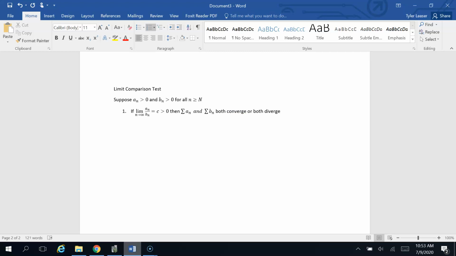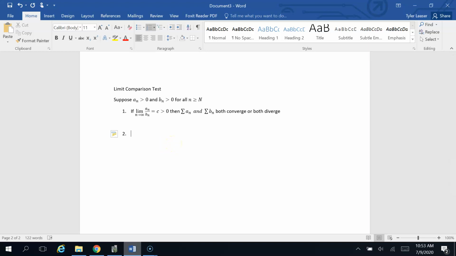Okay, so just to kind of say what this means, if we have two sequences that we're trying to figure out whether the series converge or diverge, if we look at the limit of the ratio of the sequences, if that goes to a constant c, then that means that these two series are paired together. Either they're both going to converge or they're both going to diverge. So if we have a series that we're not sure if it converges or diverges, we're going to figure out another series that we know converges or diverges, and then use this limit comparison test.